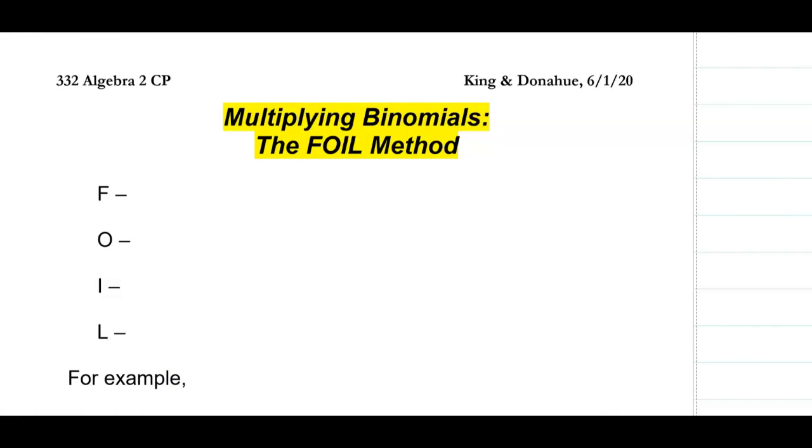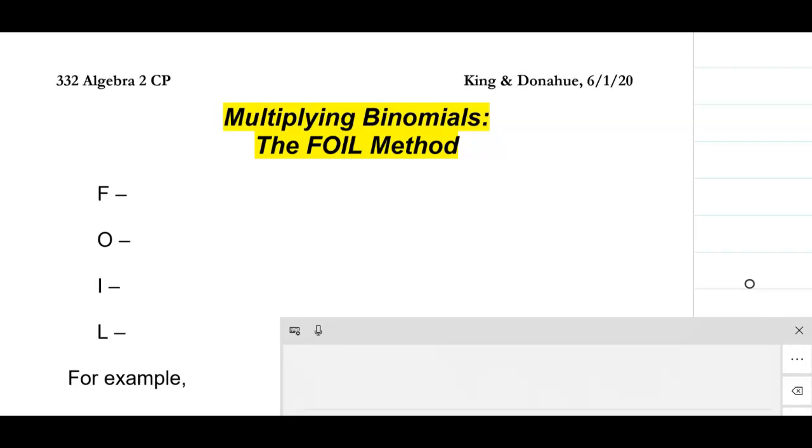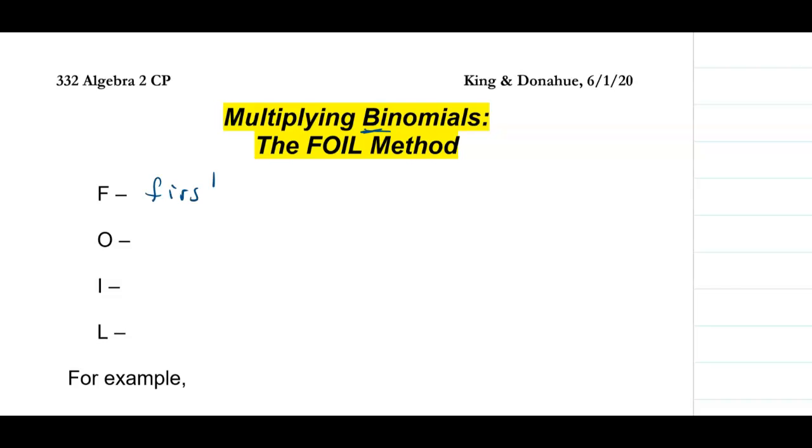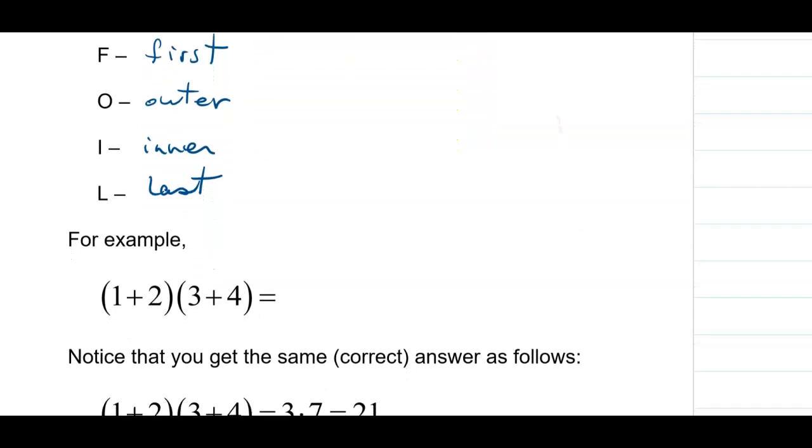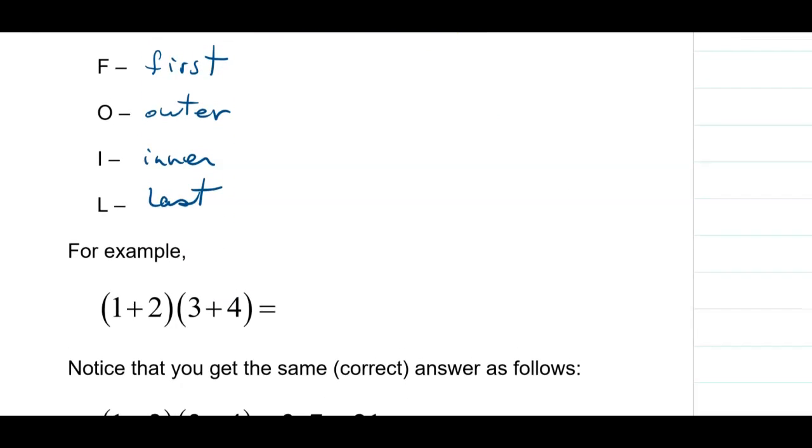Now we're going to take this one step further. We're going to multiply binomials. And we're going to be using a method that's called FOIL. FOIL is technically double distribution. FOIL stands for multiplying the first terms, the outer terms, the inner terms, and the last terms when we multiply binomials. So, for example, first terms are right here.